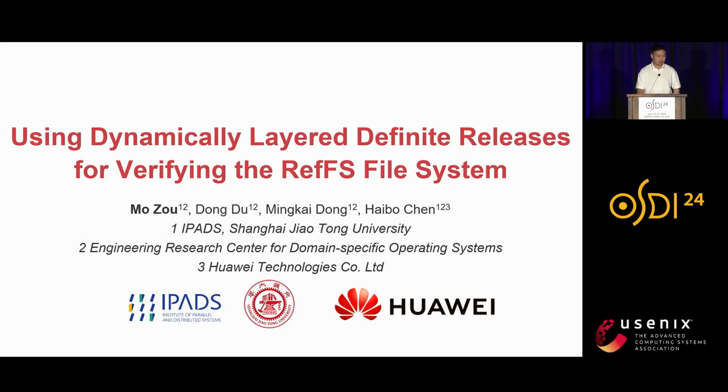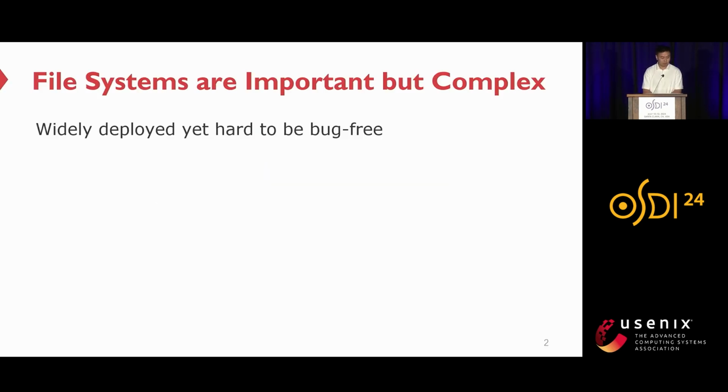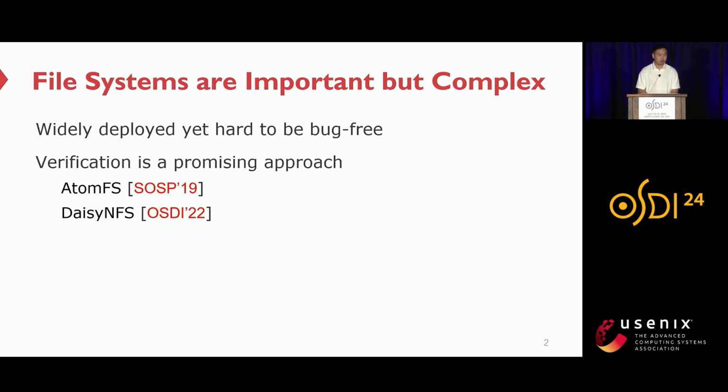Today I'd like to talk about our work on building a verified concurrent file system. File systems are important, they are widely deployed. However, they are too complex to be bug-free. Verification is a promising approach. It formally proves the implementation meets the desired specification.